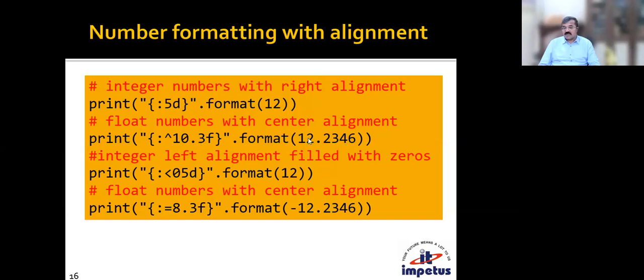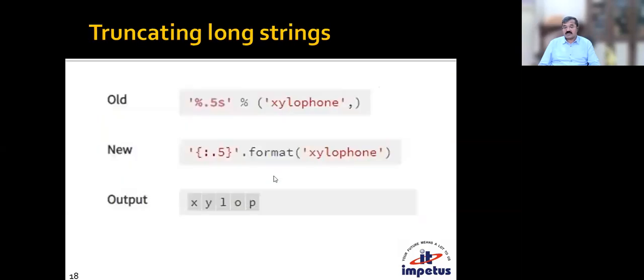So this number will get displayed in 10 column width, with only 3 digits after the decimal point. Here I'm saying left align, 0 5D, blank spaces should be padded with 0. Here we are saying equal to, that is, between the sign and the number, the blank spaces should get displayed.